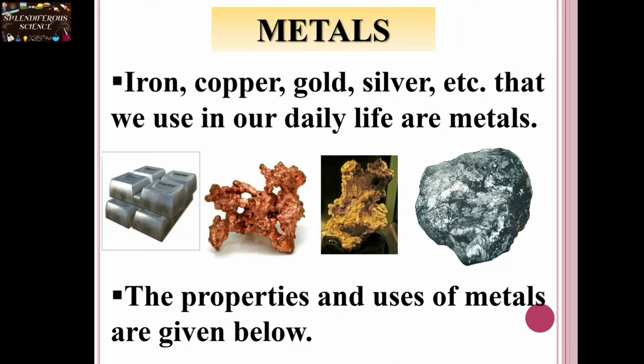Metals: iron, copper, gold, silver, etc., that we use in our daily life are metals. The properties and uses of metals are given below. So, the metals iron, copper, gold, and silver that we use in our daily life are called metals. The properties and uses of these metals are given below.